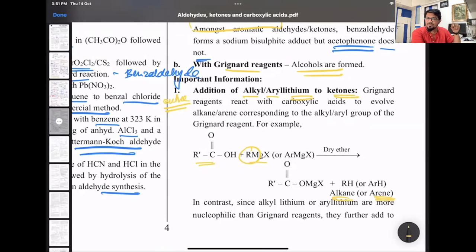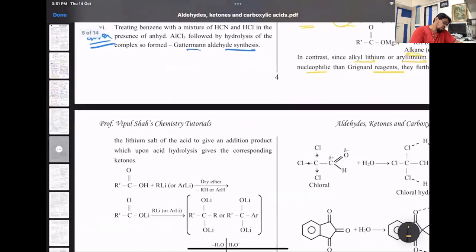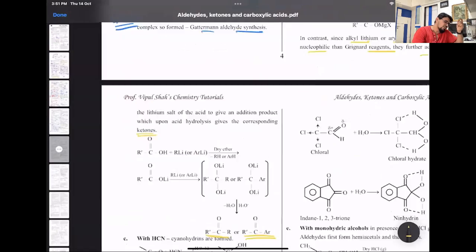Arene is basically benzene. In contrast, it says alkyl lithium or aryl lithium are more nucleophilic than Grignard. They further add to the lithium salt of the acid to form an addition product, which on hydrolysis will give respective ketone. So look at that. Acids with alkyl lithium, it forms a salt. That salt will break down to give respective ketone, or it will give you an acyl ketone. It can contain an aromatic ring also. So the reaction goes this way.